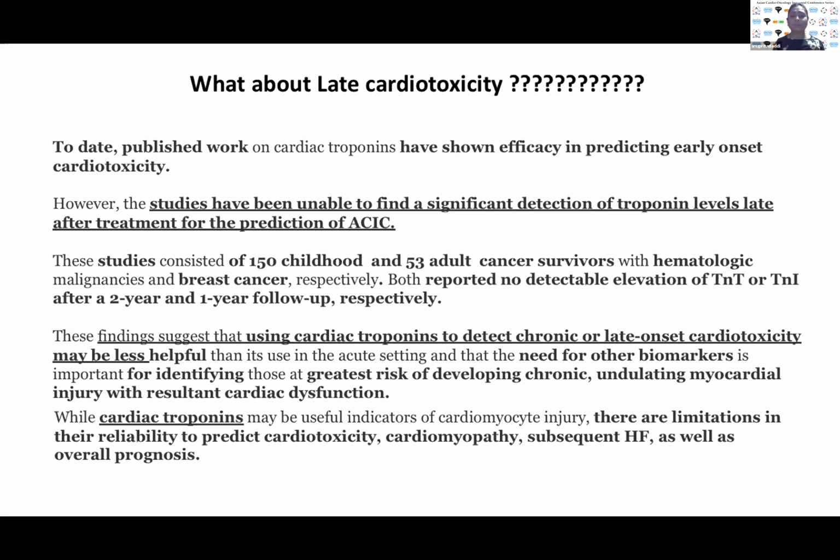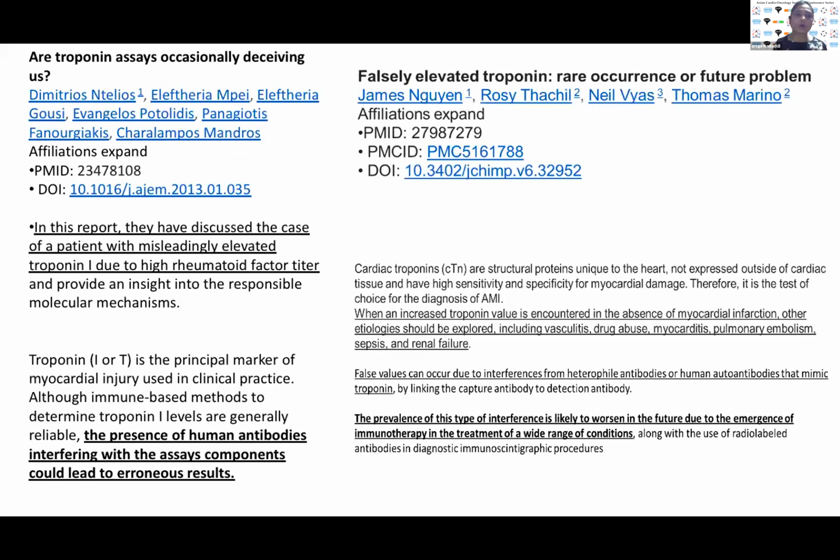While cardiac troponin may be a useful indicator of myocyte injury, there is a limitation in its reliability to predict cardiotoxicity, cardiomyopathy, subsequent heart failure, as well as overall prognosis. And these are a few case reports which have highlighted the issue of false positive troponin assay, because high troponin values were seen due to the presence of human antibodies interfering. The prevalence of this type of interference is likely to worsen in future due to the emergence of immunotherapy in the treatment of a wide range of conditions.